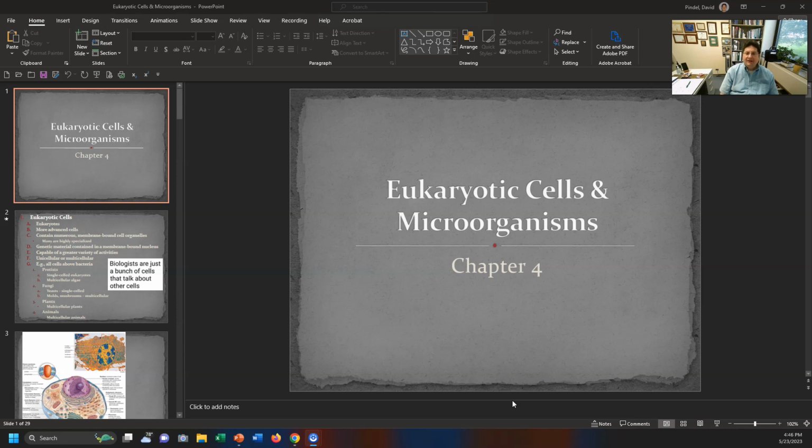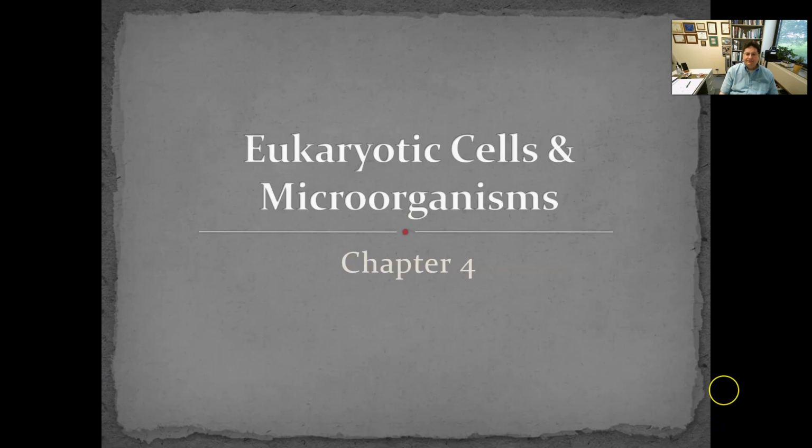So today we're going to be talking about Chapter 4, again, our summer microbiology course, BIOL 2010. Now, last time we were talking about prokaryotes, and I went over things like bacteria and archaea, and we talked about what those types of cells have, what they don't have, and what is a prokaryote. Today, we're going to focus on eukaryotic cells and microorganisms.